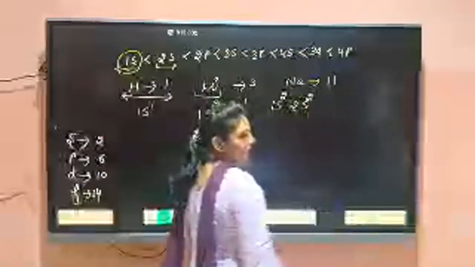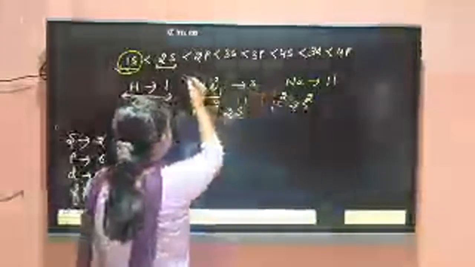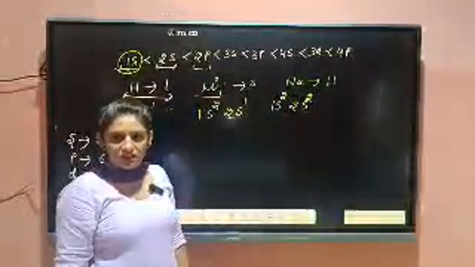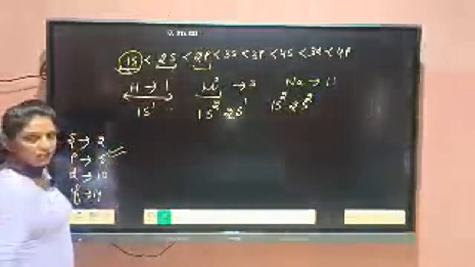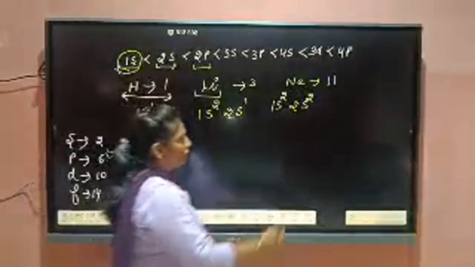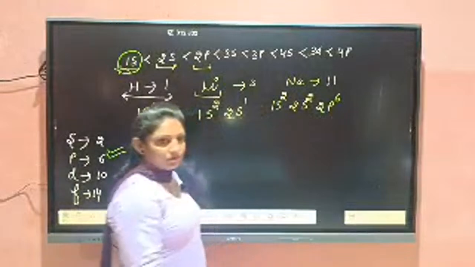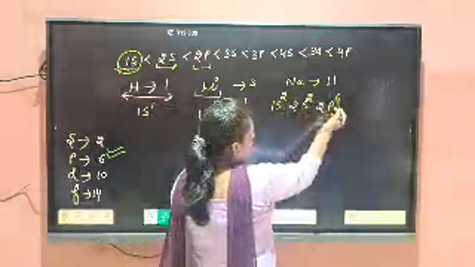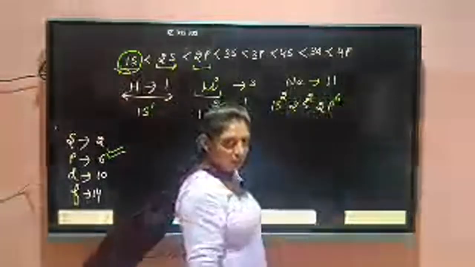2s2. After filling 2s, we will move to the next energy level. Next energy level is 2p. And in p orbital, we can fill maximum 6 electrons. So 2p6. Then 2, 4, 6: 2 and 2 is 4, plus 6, 10 electrons we have filled.